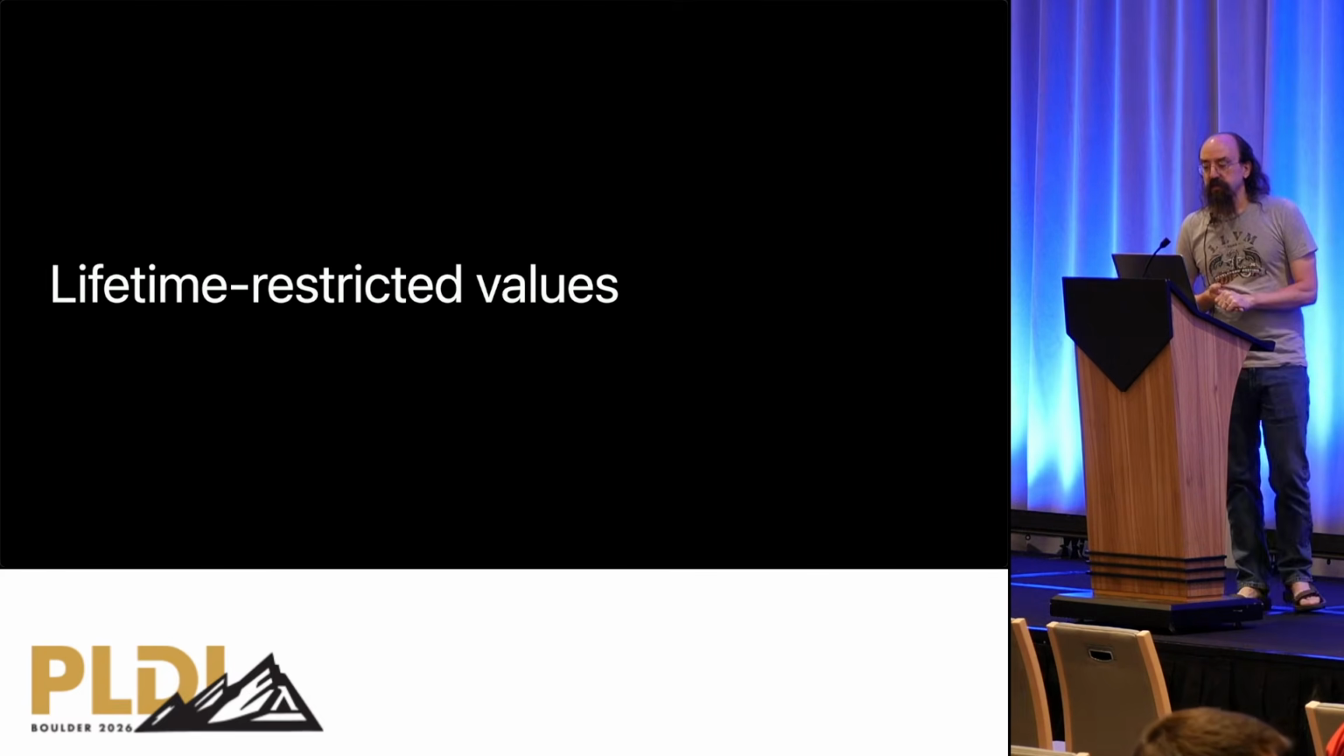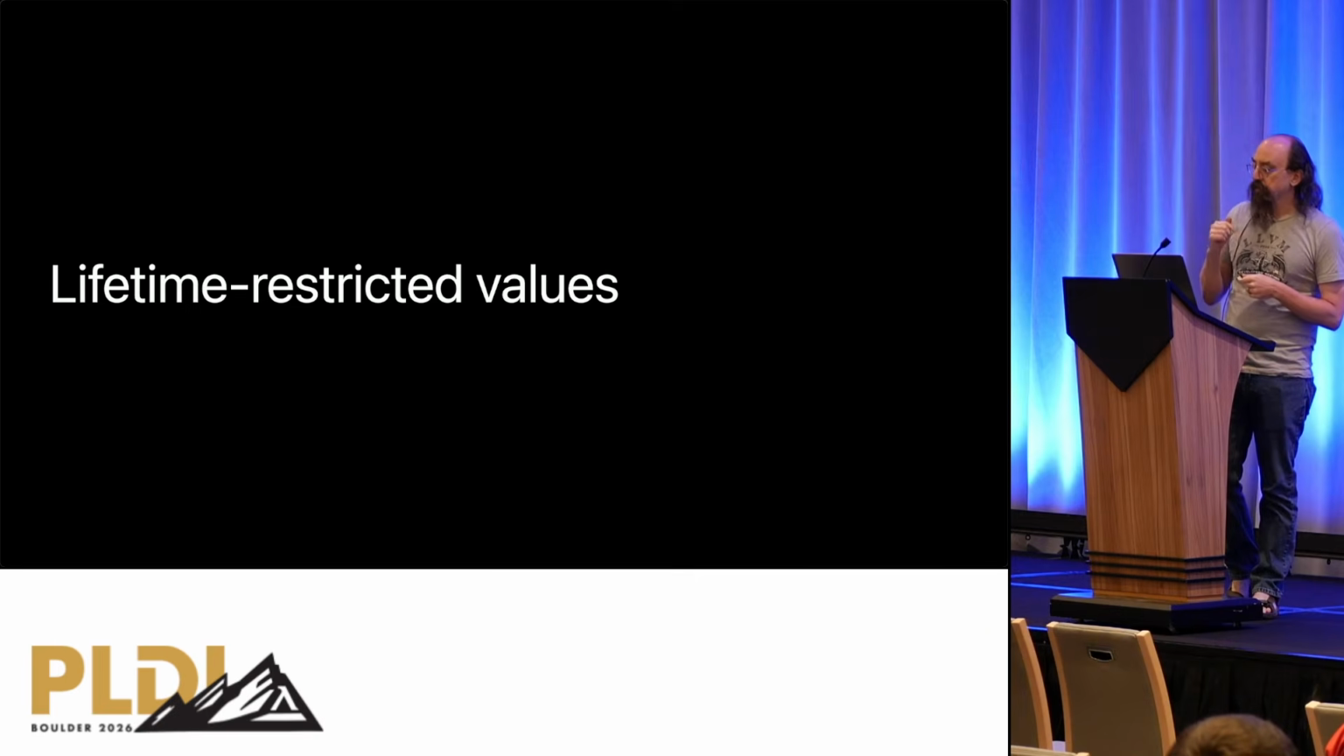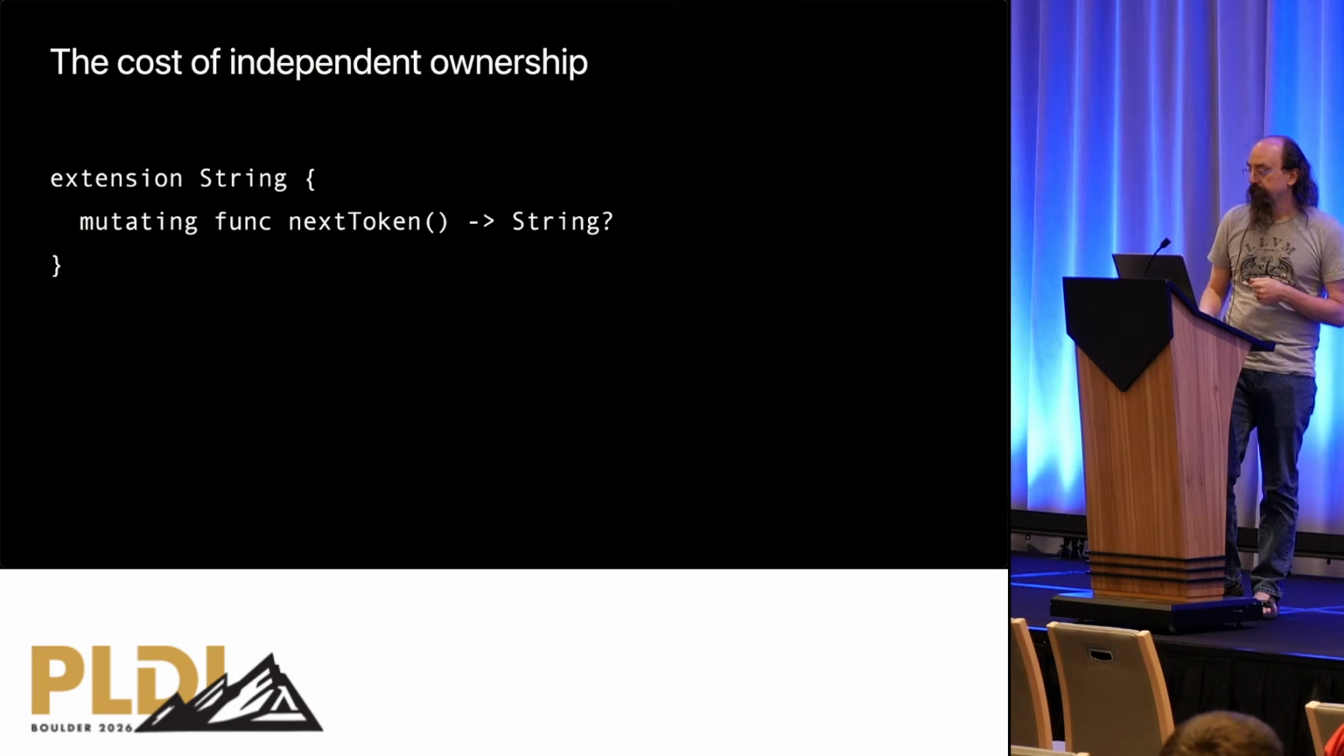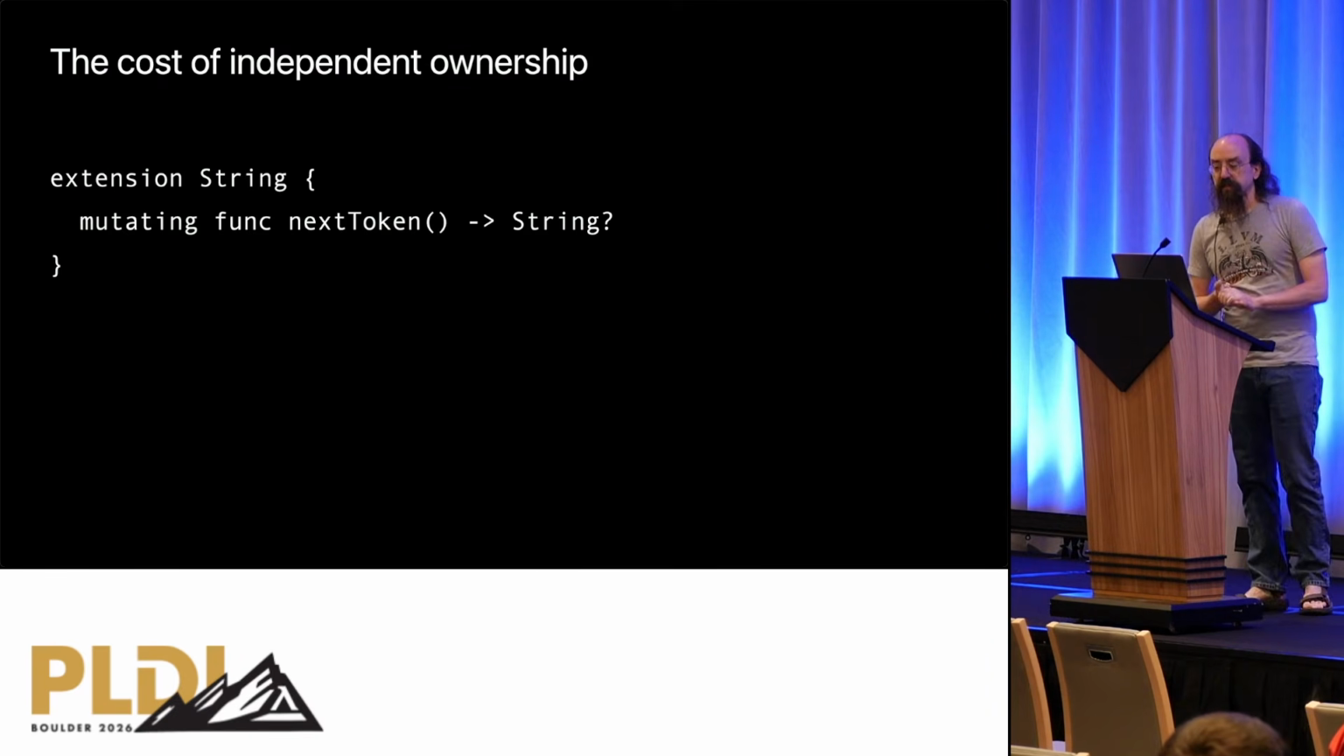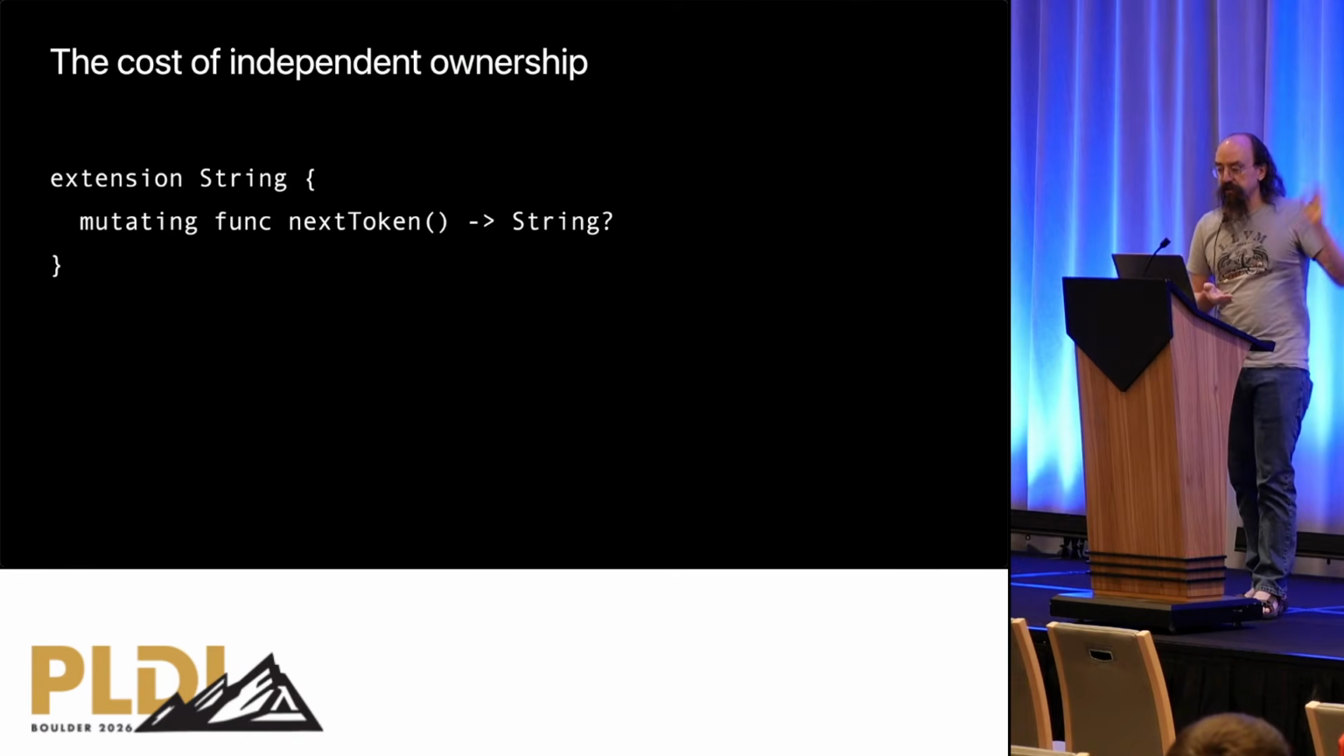Lastly, I'd like to talk about some of our more recent work on lifetime restricted values. This is an area that we're still wrestling with and would really be open to ideas from the research community about it. Suppose that I want to write something like a tokenizer. I take in a string, figure out the extent of the next token, and then return it.